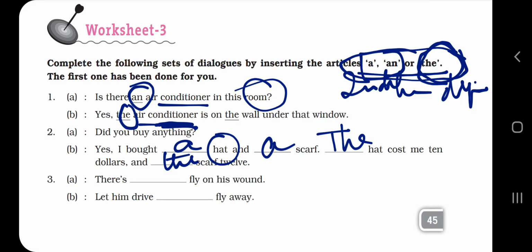There's a fly on his wound. Wound means घाव, that is, an injury, a hurt. Let me drive the fly away. Now we are talking about the same fly who is sitting on his wound. So it will be the fly.